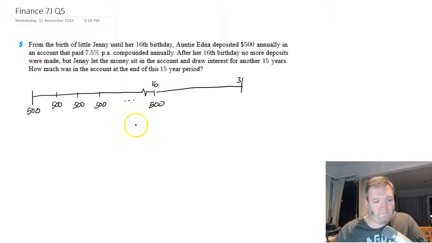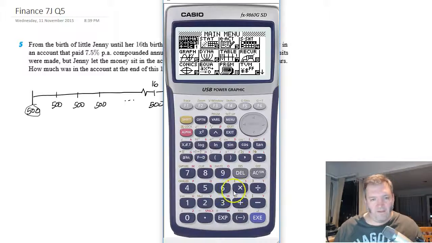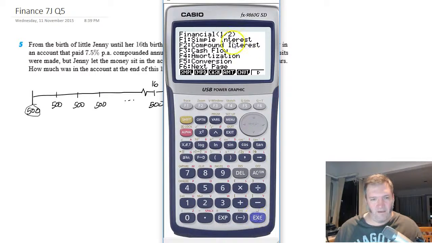So this first bit, well, you can do it without the calculator, or you can do it with TVM Solver. If you were doing it without the calculator, ignoring that $500 payment, we've got the future value of an annuity for 16 years, and you could go ahead and work that out. Here we've got the extra 500 at the start as well, so you'd have to use a future value on that. Just your future value, FV equals PV (1 + I)^n. But let's just go ahead and put it all in on TVM Solver and see what we come up with.